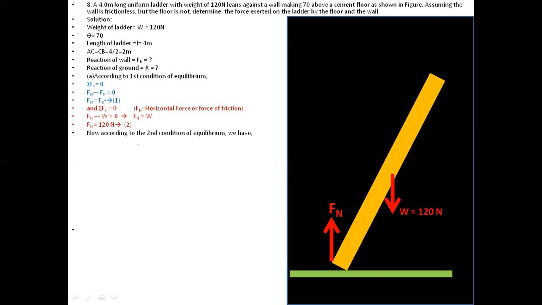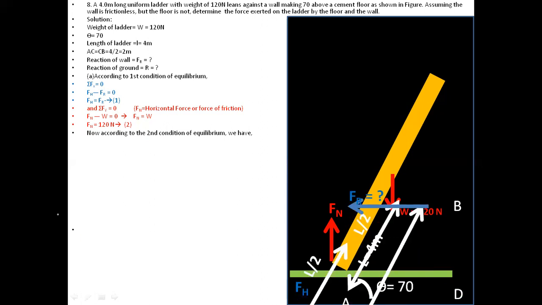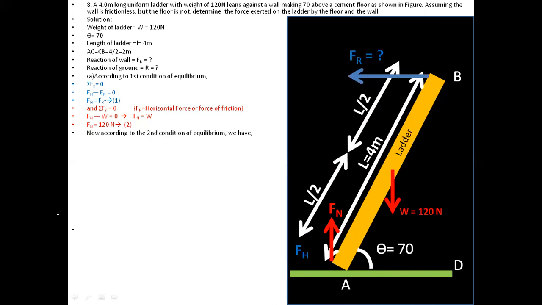Now, according to the second condition of equilibrium, the sum of all torques must be equal to 0. In that case, we have to consider the moment as well as the force, and the sum of all torque must be equal to 0. That means T1 and T2, the clockwise and anti-clockwise torques, must be equal to each other. The anti-clockwise torque will be written in blue, whereas the clockwise torque will be written in red.